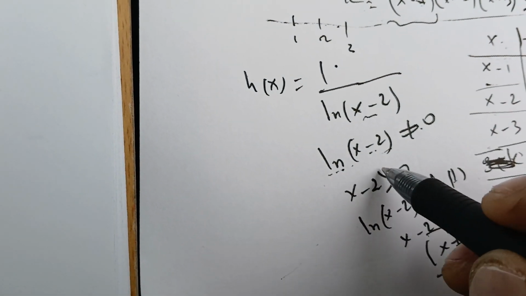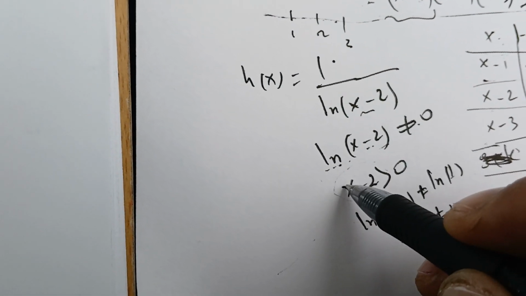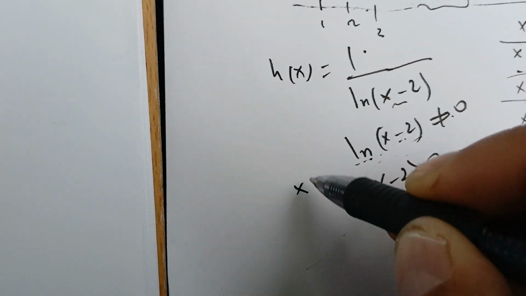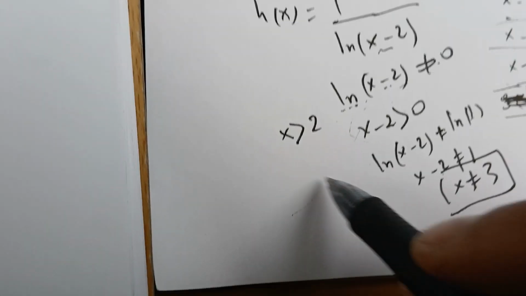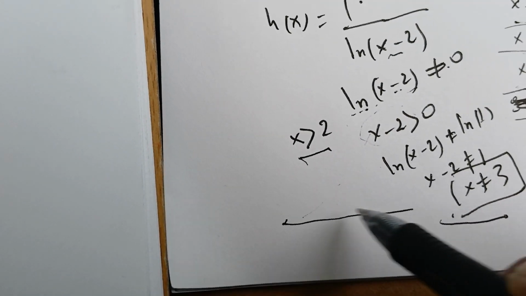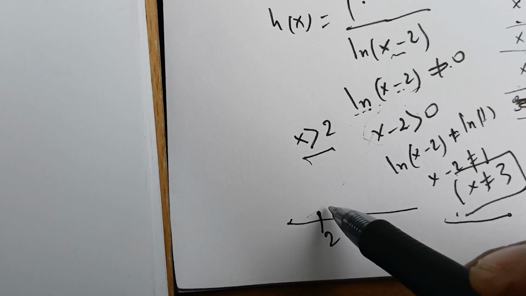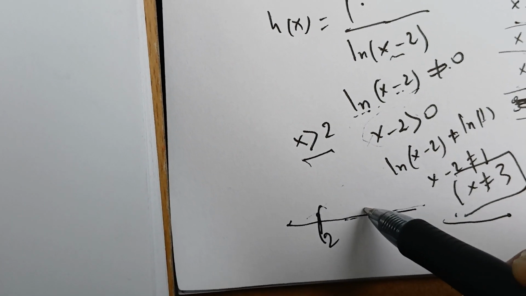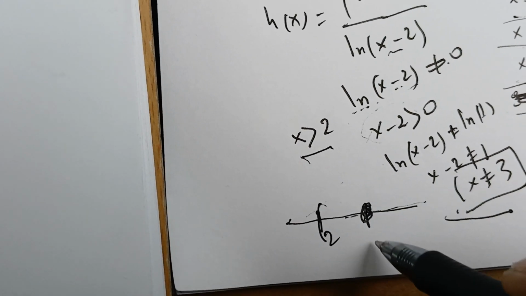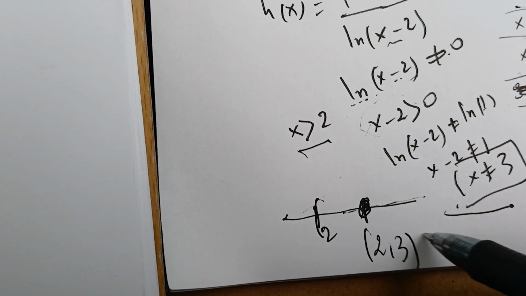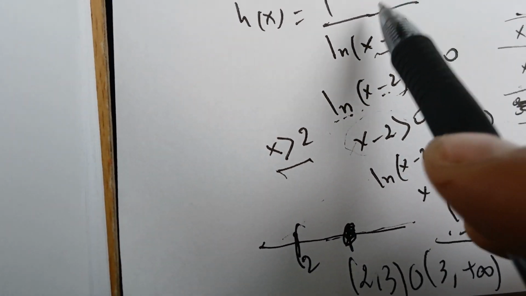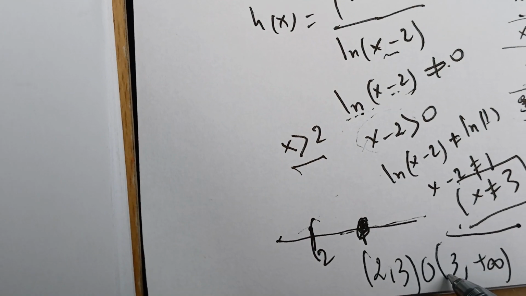Now, what are the values that would make x minus 2 bigger than 0? If we add 2 to both sides, I get x bigger than 2. So with this condition and this condition, what do I get? This is 2. So x is bigger than 2 but different from 3. Small circle here. So I get (2, 3) union (3, plus infinity). And this is the domain for this function.